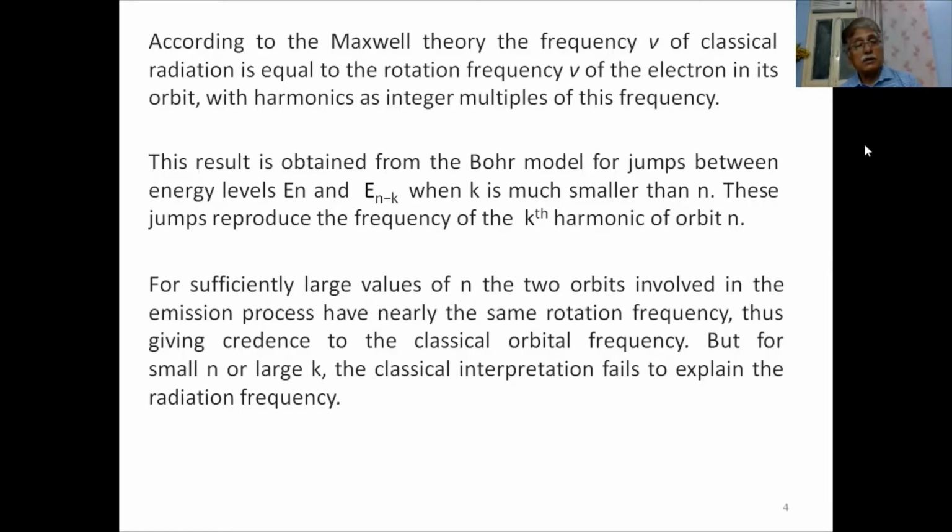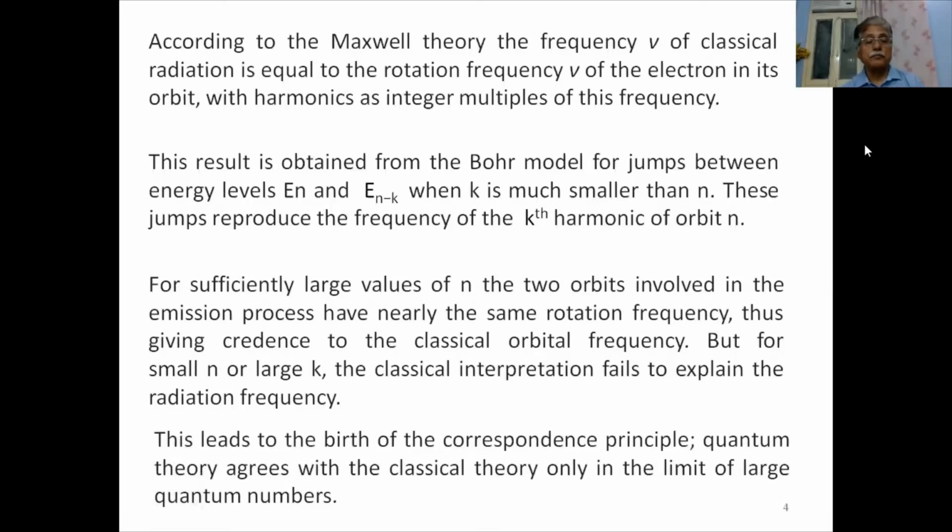Of course, when n is small, or the difference in the orbits, that is k, is large, the classical interpretation fails to explain the radiation frequency. There is a mismatch. This has led to the birth of the correspondence principle. Quantum theory agrees with classical theory only in the limit of large n.